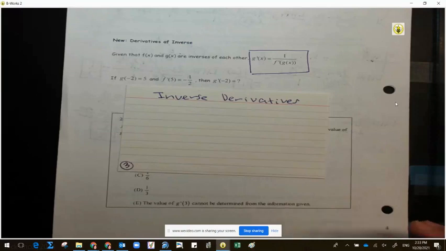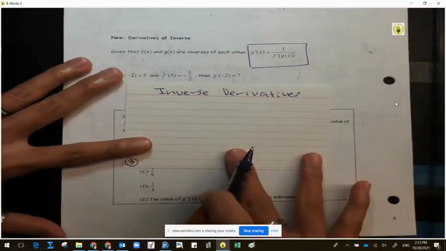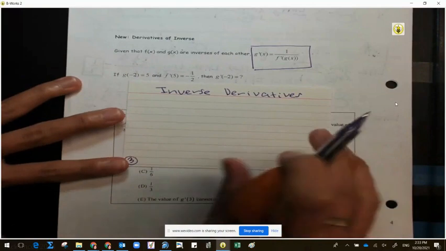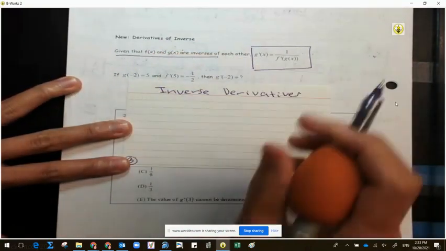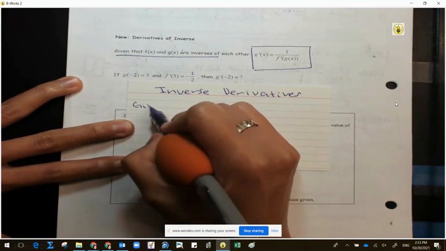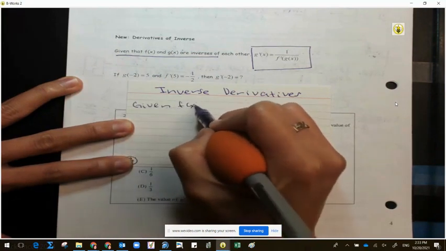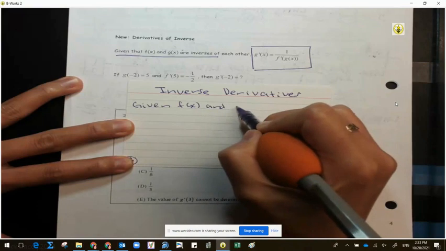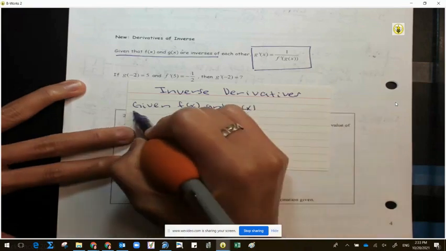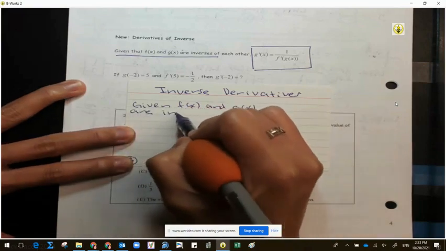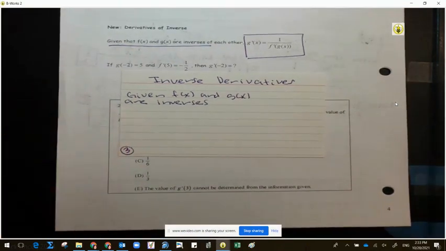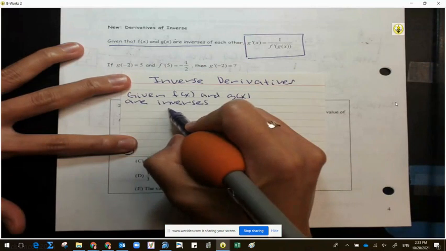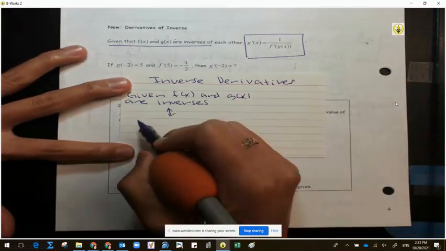For the inverse derivative, let's write out what condition needs to be given to us. The condition is this right here. So given f of x and g of x are inverses. As long as that is given to us, the following can be written. And by the inverses, if you're thinking about what does that mean?